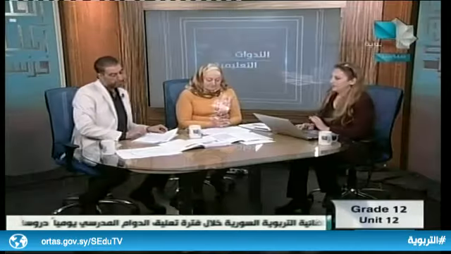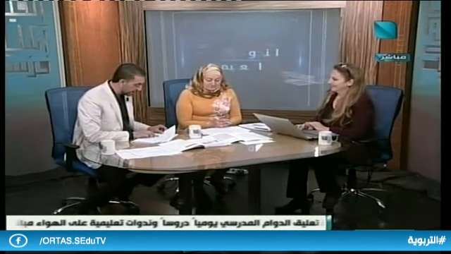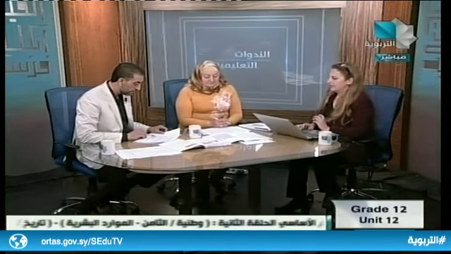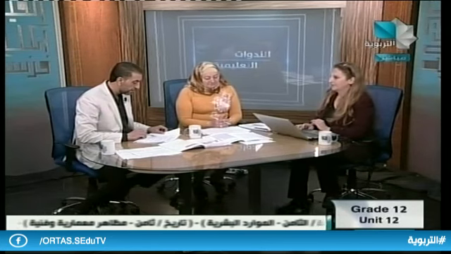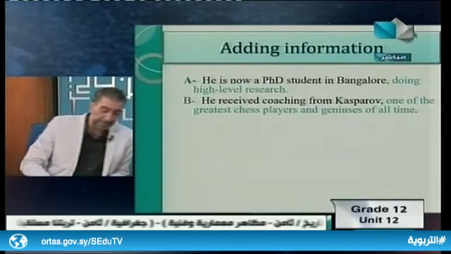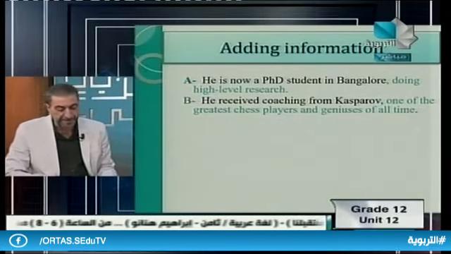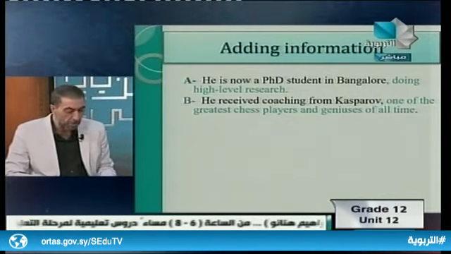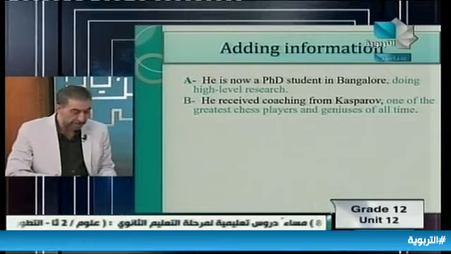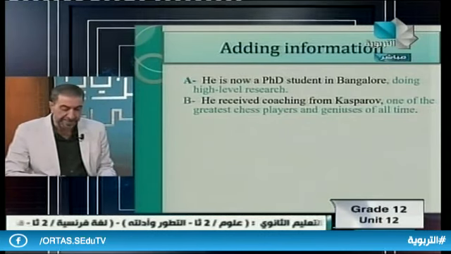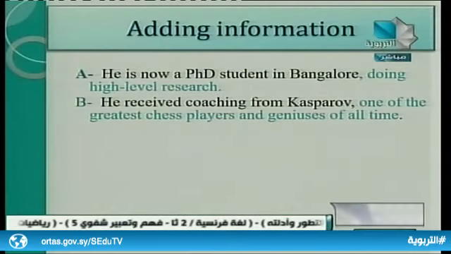Yes, I have another example. He received coaching from Kasparov, one of the greatest chess players and geniuses of all time. That's how to add information. We have to repeat the sentence without the ing form like this: He received coaching from Kasparov, who is or who was one of the greatest chess players and geniuses of all time. Well, what did you do when you added information?